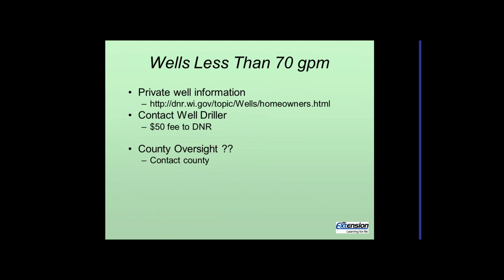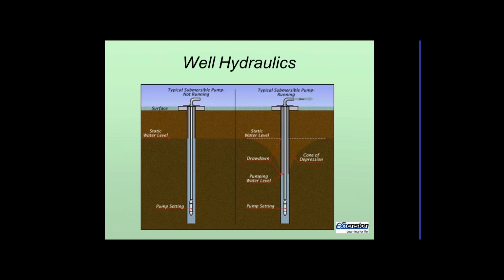for your area. With private wells, it's a lot less, so it's less than 70 gallons a minute. So if it was a small vegetable farm that maybe only has a couple acres, you might be able to get away with a well that's less than 70 gallons a minute. The fee for one of those wells is $50 to the DNR, and in some counties the county oversees that. So I know Dane County is one of those that oversees that. In most cases it's going to be the DNR.